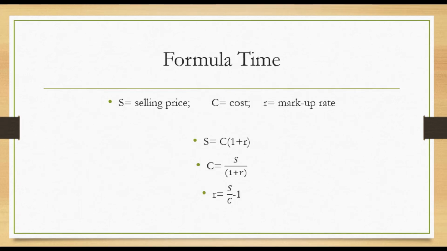Okay, formula time tayo. We have S for selling price, C for cost, and R for markup rate. So, nandito na lahat ng formula, tatlo. S is equal to C times the quantity 1 plus R, and C is equal to S over 1 plus R, and R is equal to S over C minus 1. So, just memorize the tatlong formula para magagamit natin to sa mga susunod na problems.